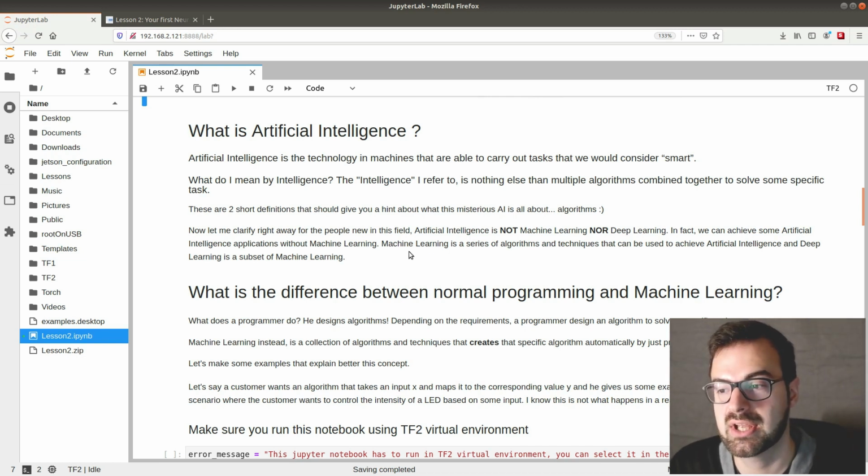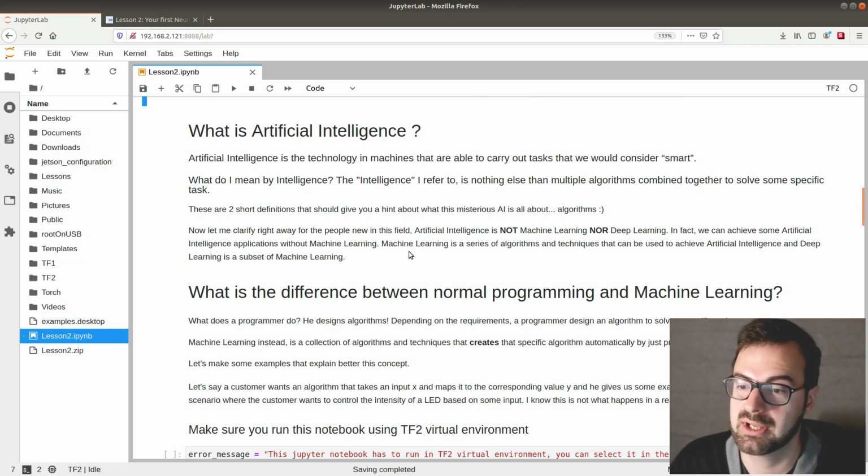Machine learning, I would say, is a series of algorithms and techniques that can be used to achieve artificial intelligence, and deep learning is a subset of machine learning. In a very short sentence, that's what I would say.